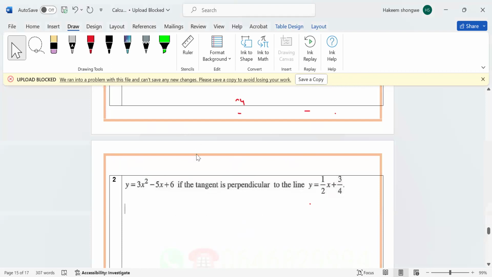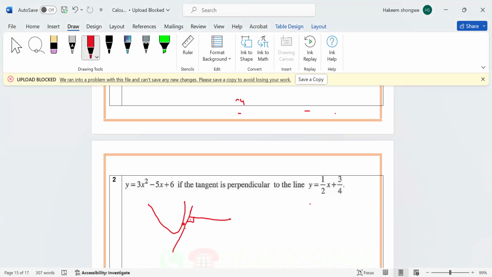I'll try to draw the graph. In the graph, our a is positive, so it will be a smiling graph. Then the tangent could be passing somewhere. Let's assume we have it. Then the line y is equal to half x plus 3 over 4, like this, creating a 90-degree angle. I try to elaborate the way I can.